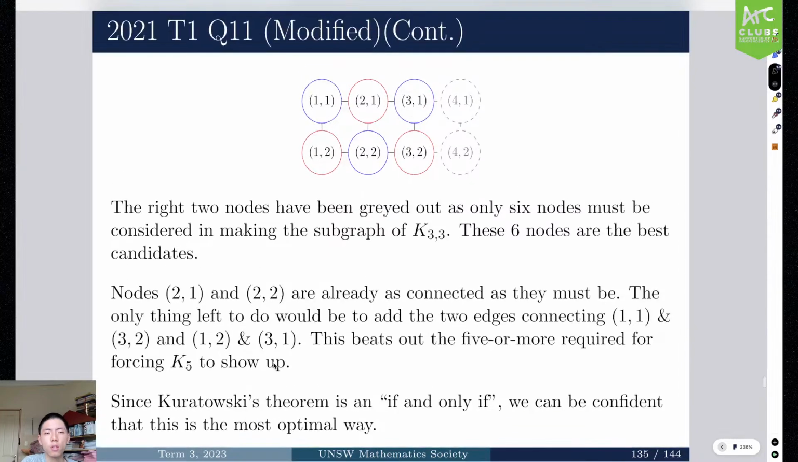So since Kuratowski's theorem is an if and only if, we can be confident that this is the most optimal way, right? Because there is no other way that I can make K33 or K5 appear with just one edge. And so that means that two edges would be the absolute minimum that is going to give us the required K5 or K33 to show up.